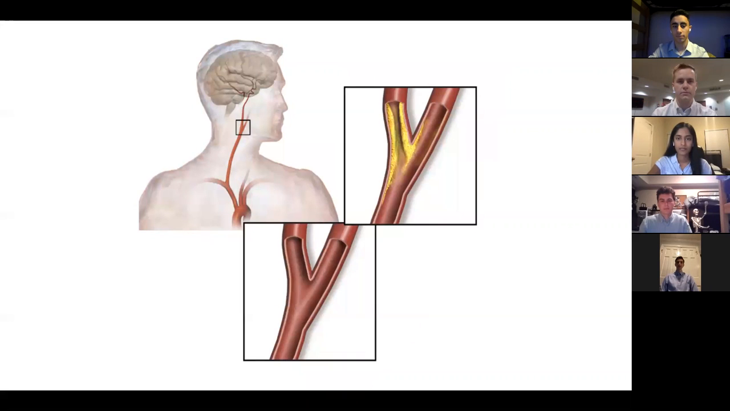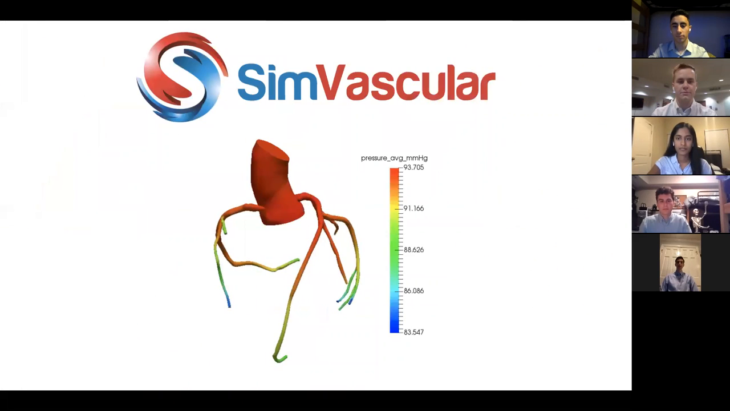Using some vascular software, my team and I looked at CT scans of a patient and modeled the carotid bifurcation at the stenosis, simulated the patient's blood flow, and analyzed the results to determine whether the patient's condition was severe enough to cause a stroke.